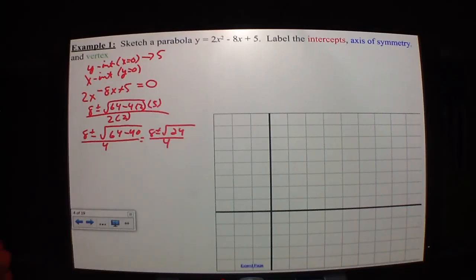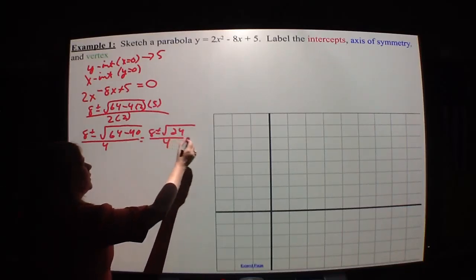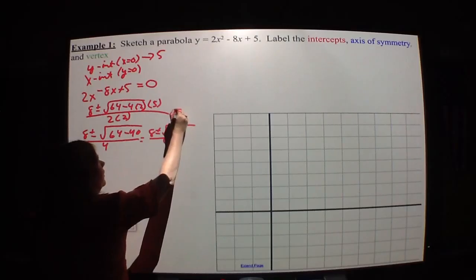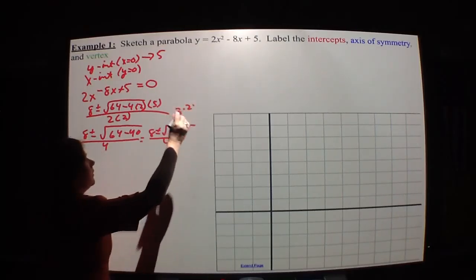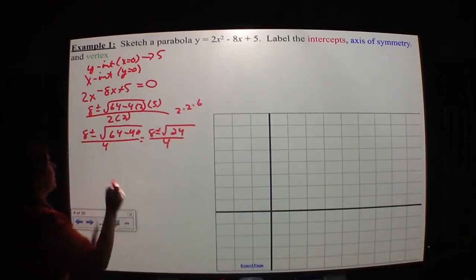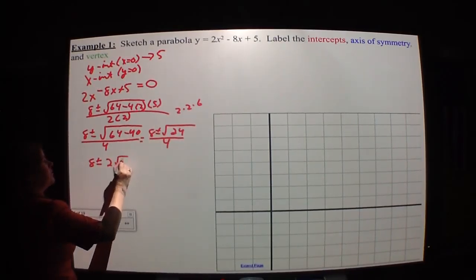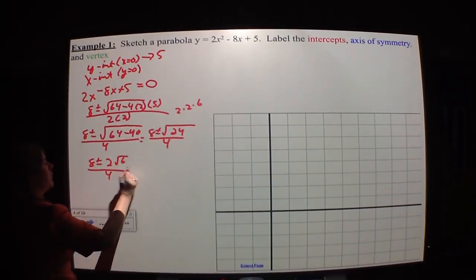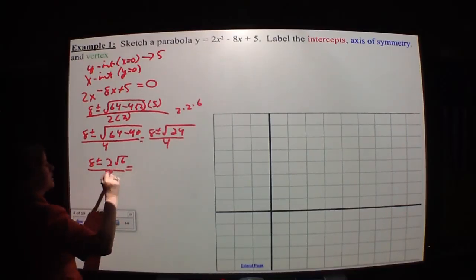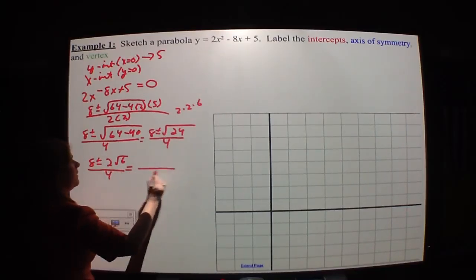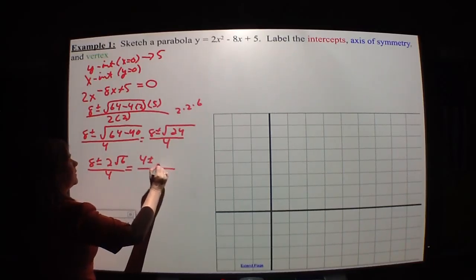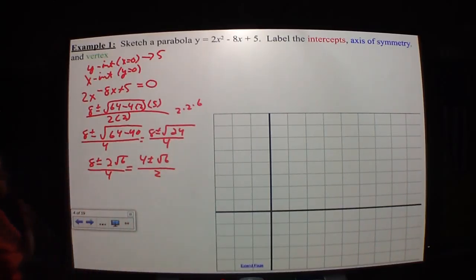Let me keep going. 24, remember, is 2 times 2, which is 4, times 6. So I can rewrite it as 8 plus or minus 2 radical 6 over 4. Reduce it. If I factor out a 2 and then cancel it out, I'll have 4 plus or minus radical 6 over 2. Okay? On a test, I'll give you nicer numbers than this.